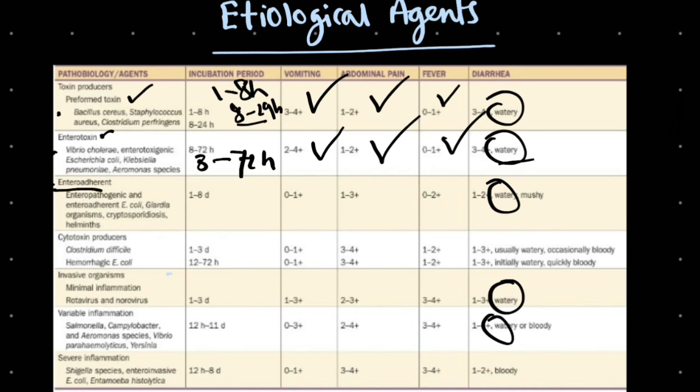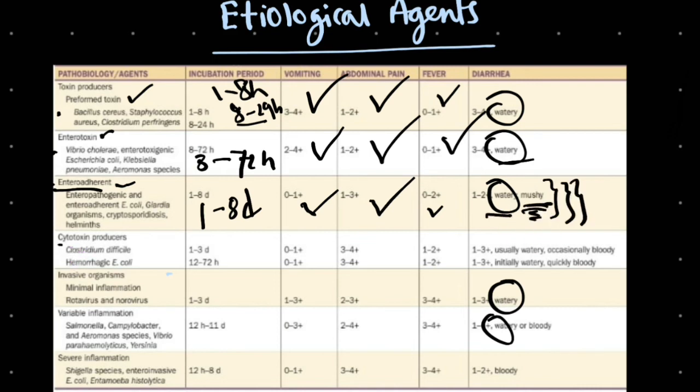There are organisms which are enteroadherent, that means they adhere to the epithelium of the intestines. These are the enteropathogenic and enteroadherent varieties of E. coli, then Giardia, Cryptosporidiosis, and helminths, all the helminths. The incubation period may vary from 1 to 8 days. Vomiting is minimal, abdominal pain is present, fever might be present. The diarrhea produced by these enteroadherent organisms is watery and mushy.